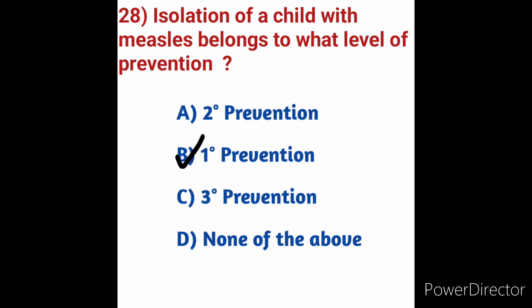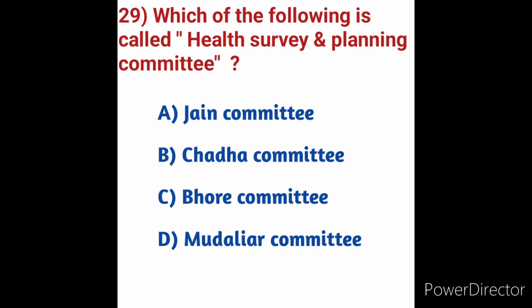Next we will move on to question number 29. Which of the following is called the Health Survey and Planning Committee? We will see the options first. Option A, Jadhav committee. Option B, Chadha committee. Option C, Bhore committee. Option D, Mudaliar committee. Here we have to know the Health Survey and Planning Committee.